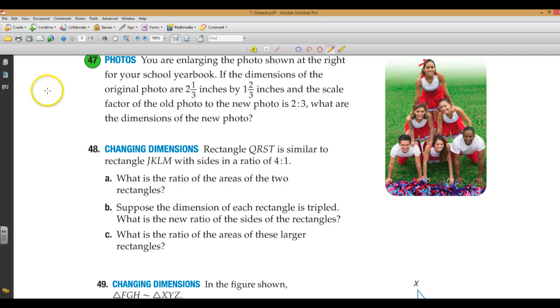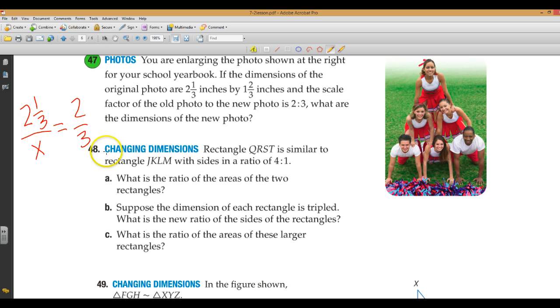For number 47, you are enlarging the photo shown at the right for your school yearbook. If the dimensions of the original photo are 2 1/3 inches by 1 2/3 inches, and the scale factor of the old photo to the new photo is 2 to 3, what are the dimensions of the new photo? So we can set up a proportion. So take a dimension of the old photo, 2 1/3, and that would correspond to a dimension of the new photo, which we don't know, which is equal to our scale factor here, which is 2 to 3.